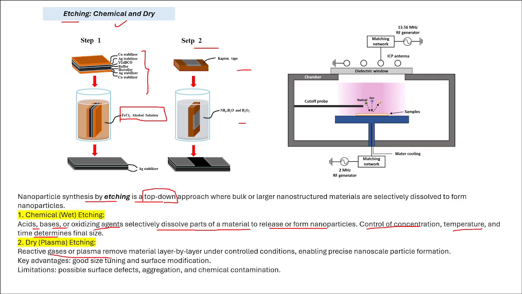So reactive gases or plasma remove material layer by layer. Here, suppose this is the sample, it would remove the material under controlled conditions, enabling precise nanoscale particle formation. Key advantage: good size tuning and surface modification. Limitations: obviously, if we are not taking care of the aggregation, there would be possible surface defects and aggregation, as well as chemical contamination.